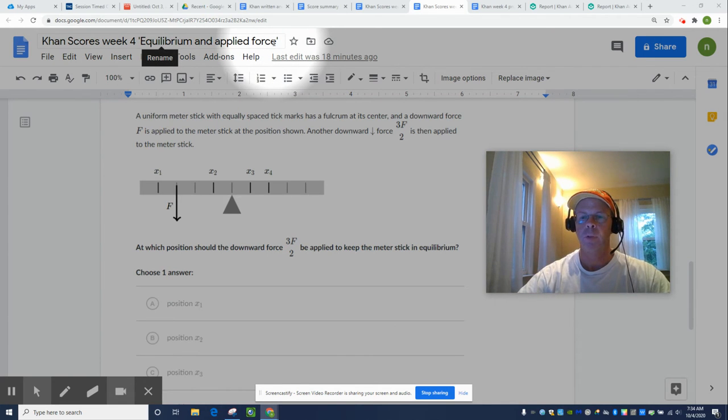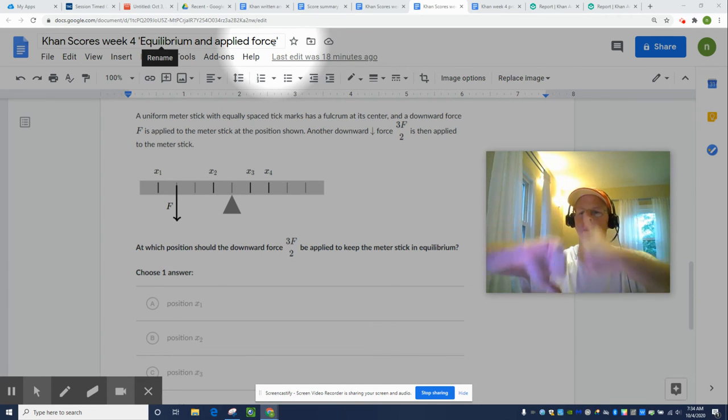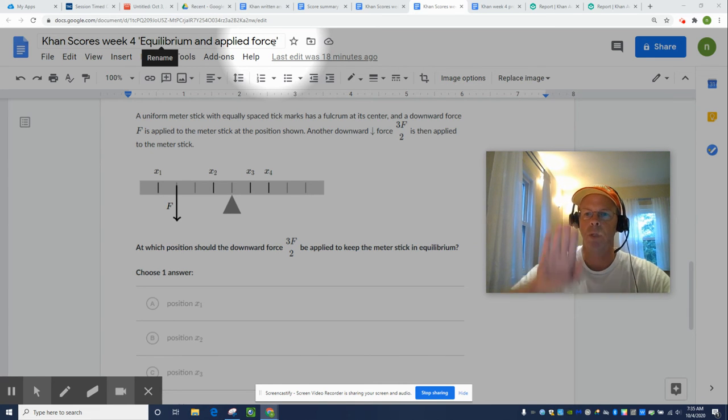So equilibrium is a state of balance. I am in equilibrium right now. Gravity pulls me down, the chair pushes up. That's called the normal force. And if you add those two forces, you get nothing. I am not accelerating up, down, left, right.